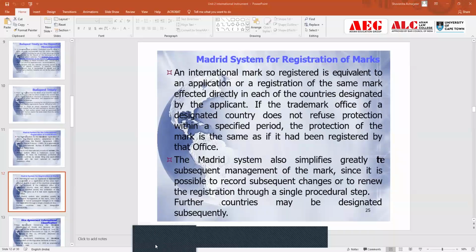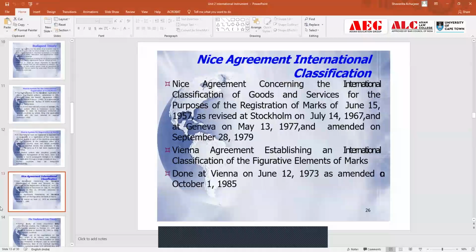And also, you need to understand one thing, that the Madrid Agreement is to be given approval for those countries who have signed this treaty as well. Moving on is the NICE Agreement for International Convention Classification, which specifically gives recognition to the classification of goods and services for the purpose of registration of marks. It has been supplemented by the Vienna Agreement, which established the classification of figurative elements of marks, and it was further amended in 1985.